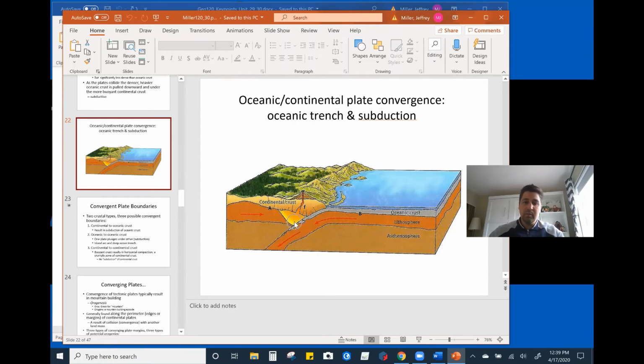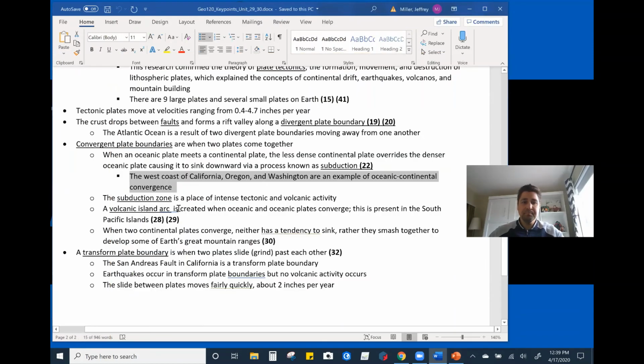Here's an example where the molten lava from the upper mantle is kind of wedged in between, and look at that, it actually ends up creating a volcano. Not every single case is going to create a volcano, but in some cases they do at convergent boundaries. So yeah, we talked about this. A subduction zone has intense tectonic and volcanic activity. And then the other thing is known as a volcanic island arc.